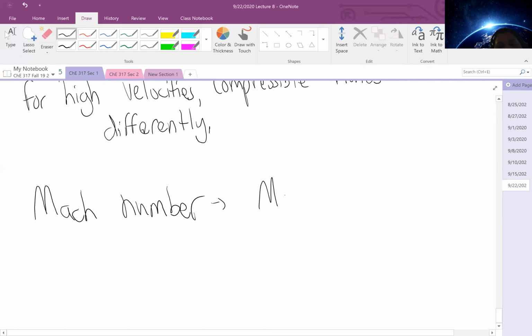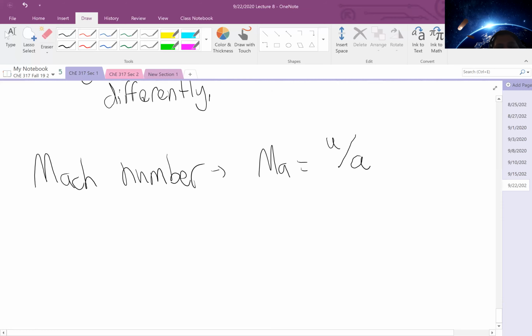And we can quantify the Mach number as a function of our fluid's velocity u over its velocity a at its speed of sound. Keeping in mind the speed of sound for this fluid, a is going to be a function of temperature and pressure.